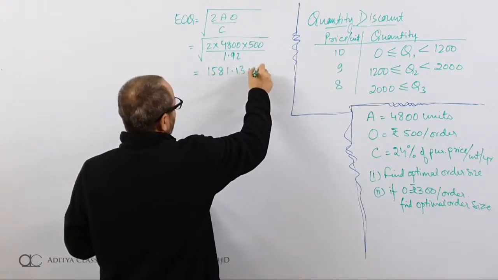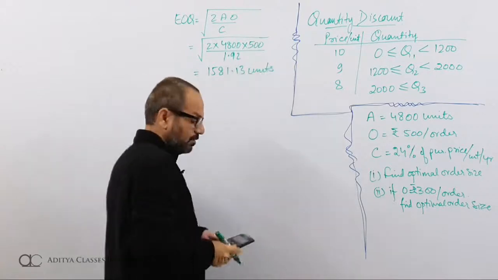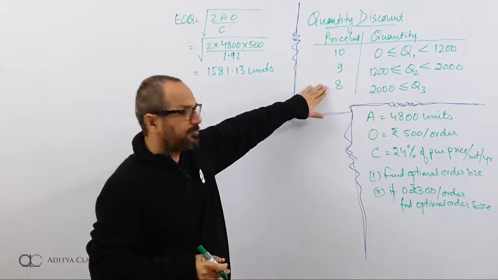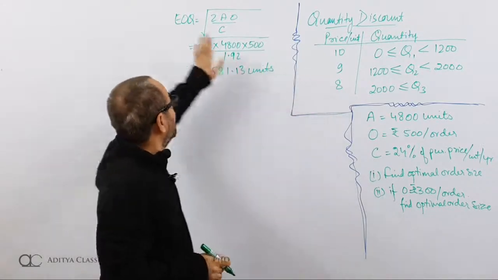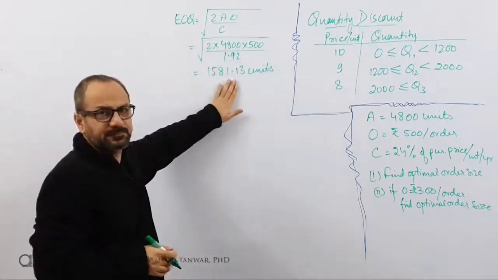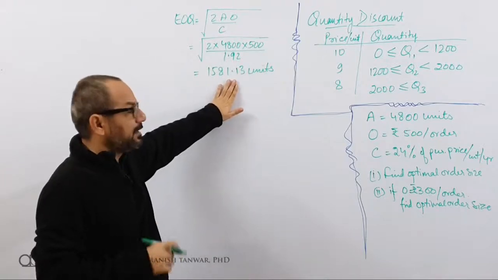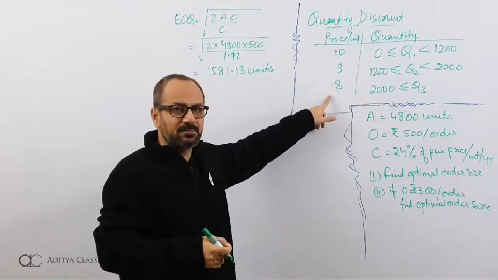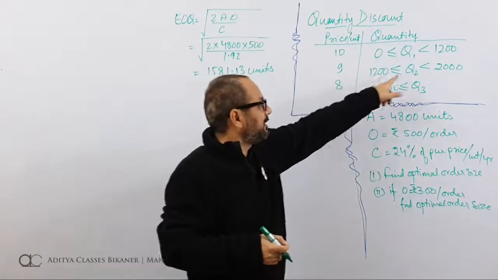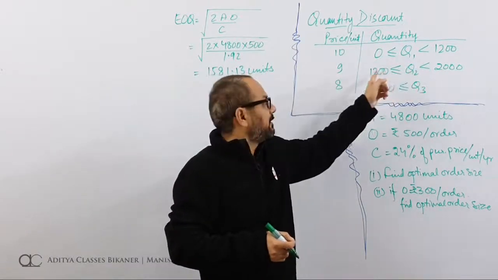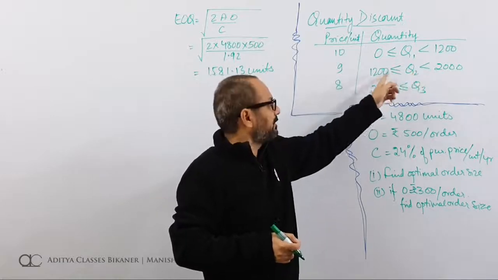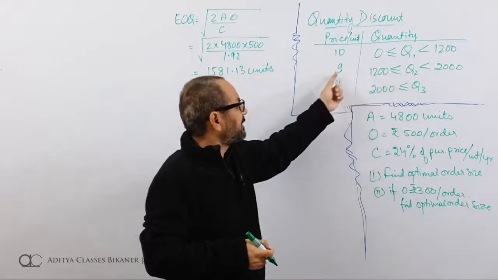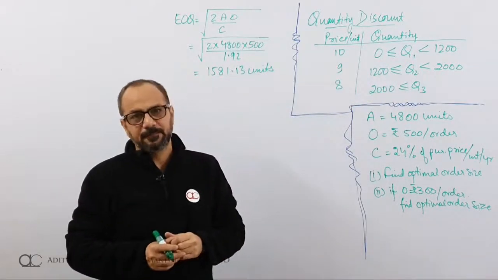1581.13. Now, if I make use of price per unit as 8 rupees, my EOQ comes out at 1581. Now, if you are ordering 1581 units, will the supplier supply you at 8 rupees? No. 1581 is in this slab, 1200 to 2000. 1581 lies in this slot. So, the price applicable would be 9 rupees.